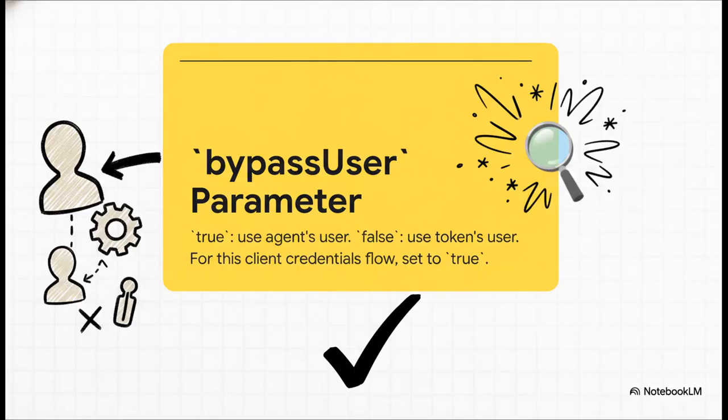Now pay close attention to this bypass user parameter, because it's a really critical choice. If you set it to true, which is what we're doing here, the agent runs as the user that's assigned to the agent itself. But if you set it to false, it would run as the user from our app policy. For this specific credentials flow, true is what you want.